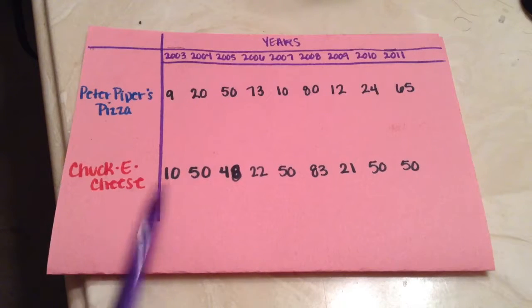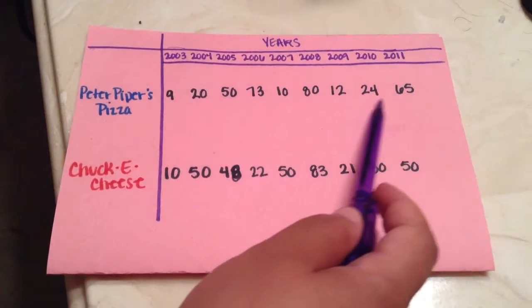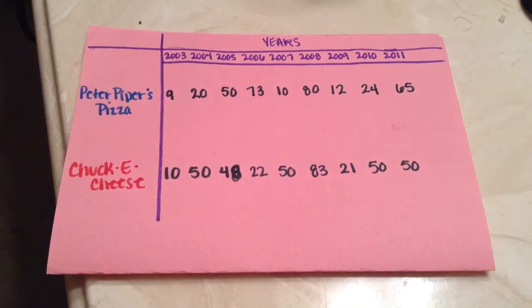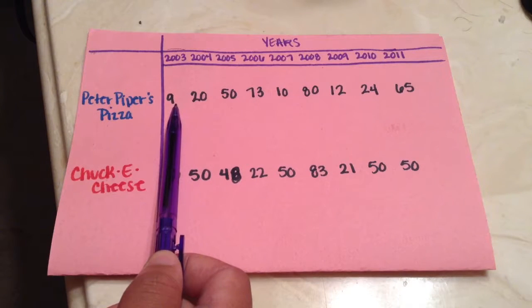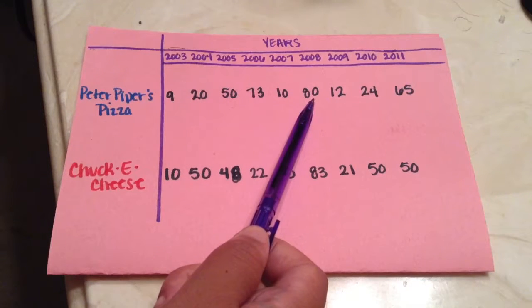Written here, our data is not organized. So first, we need to organize our data in order from least to greatest. When organizing numbers from least to greatest, all we are doing is putting them in order from smallest number to the largest number. For instance, in this first one with Peter Piper's Pizza, the least number or the smallest number would be 9. The greatest number or the largest number would be 80.